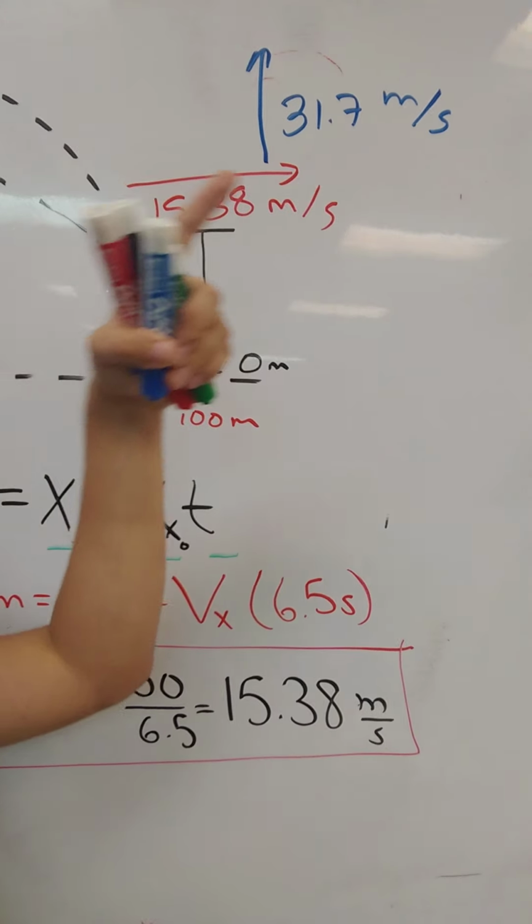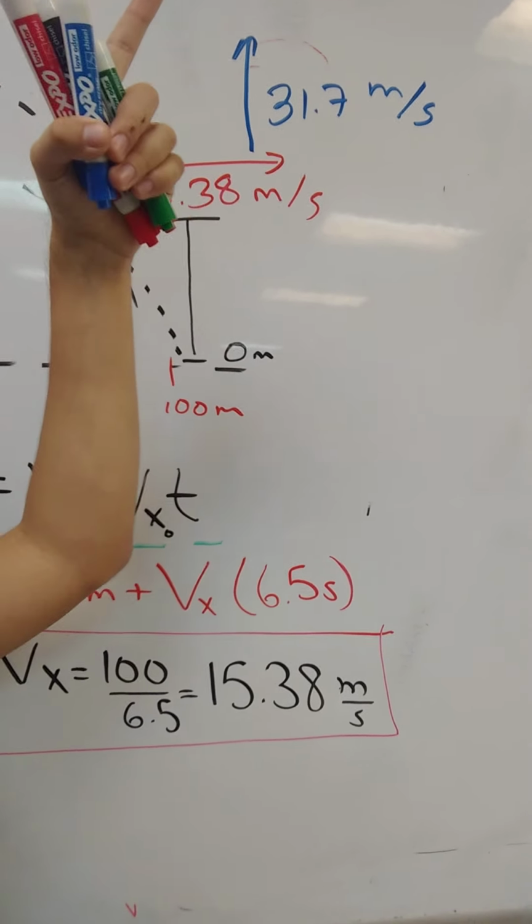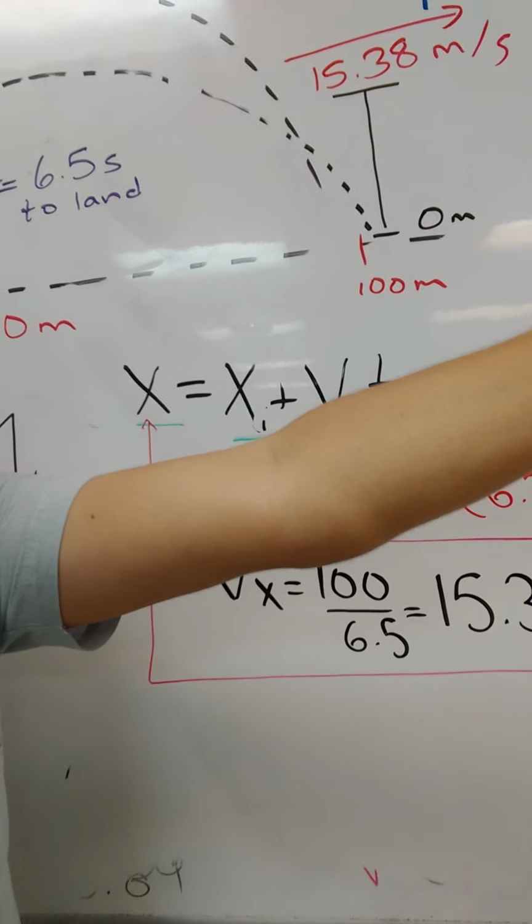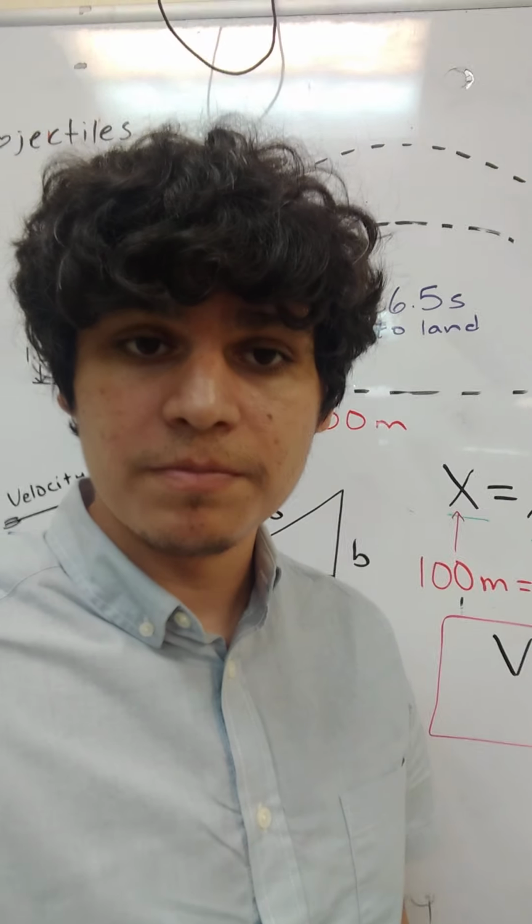This one is going 15 meters per second. This one is going 31 meters per second, more or less. How do you think the person is holding the arrow? Is he holding it straight, at a slight angle, at a big angle? Is he holding it down? How do you think this person is holding the arrow?